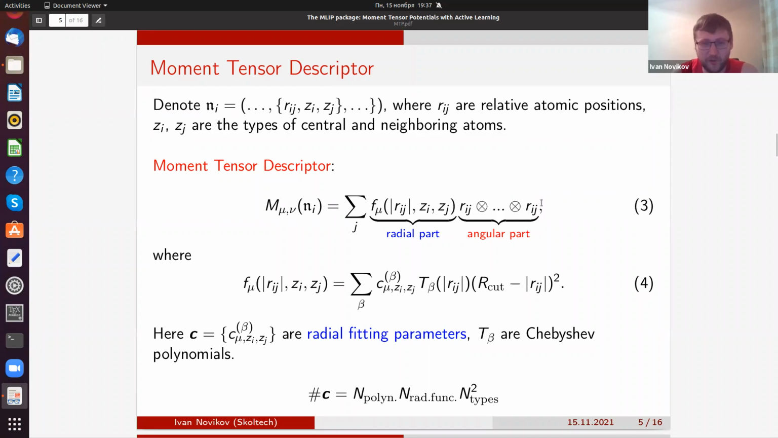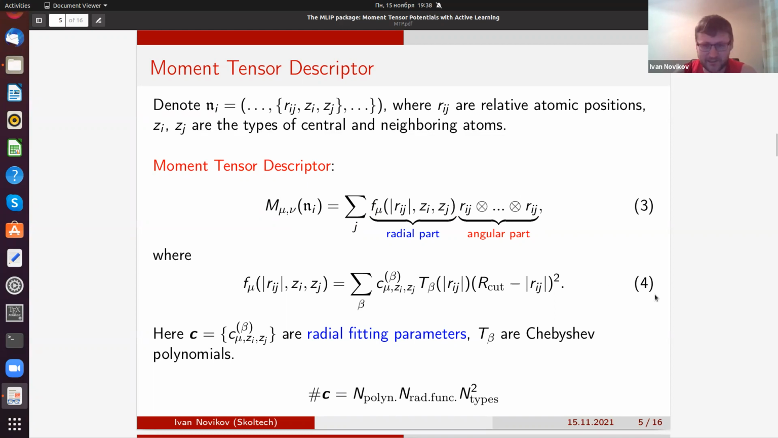So M mu nu is the so-called tensor. For example, a tensor of zeroth rank is a scalar, a tensor of the first rank is a vector, a tensor of the second rank is a matrix, and tensors of third, fourth rank or greater we really call tensors. This is the angular part. It describes the so-called many-body interactions. And here we have the radial part.